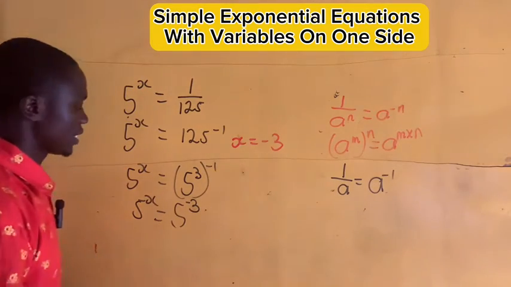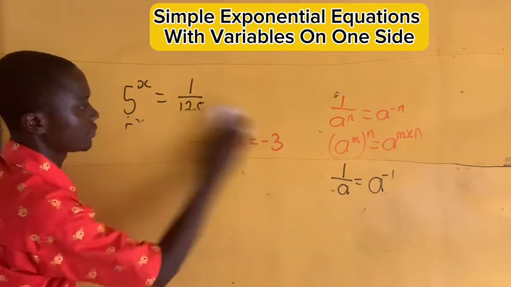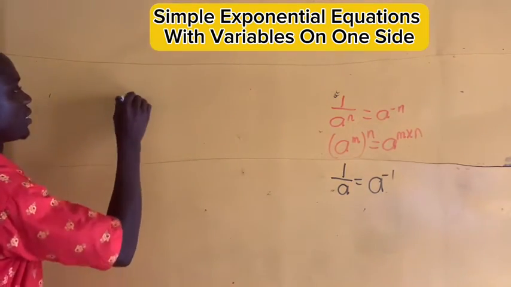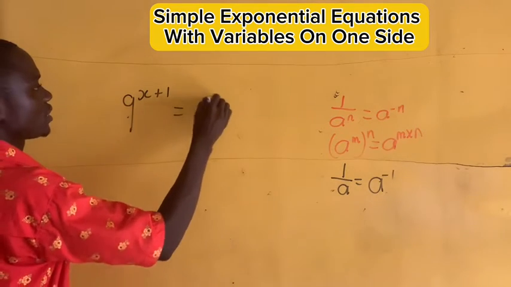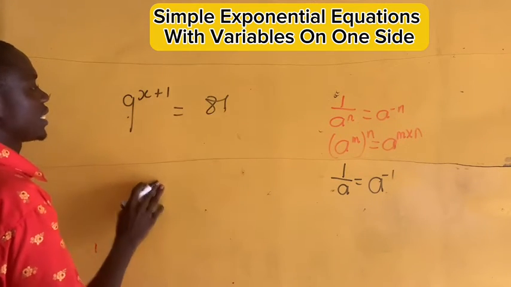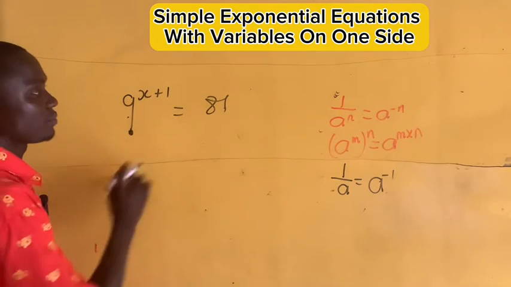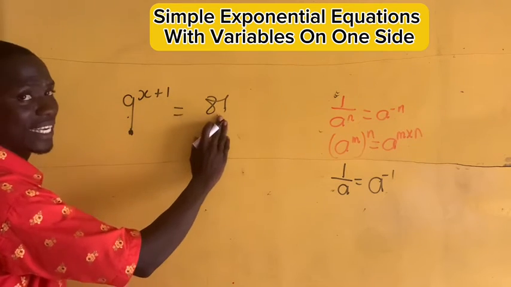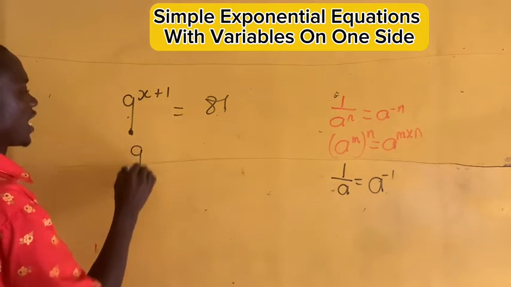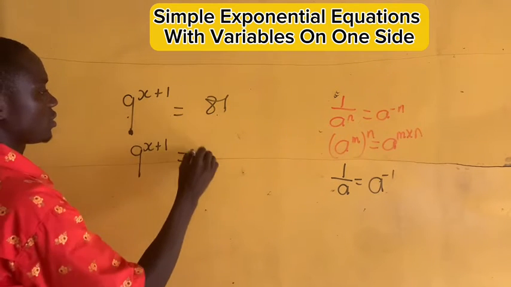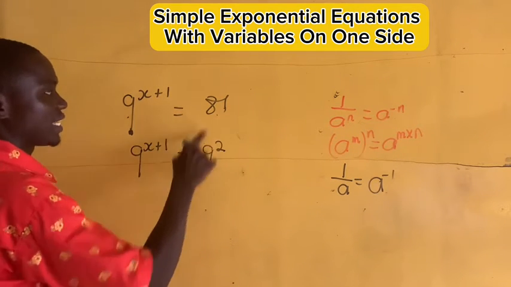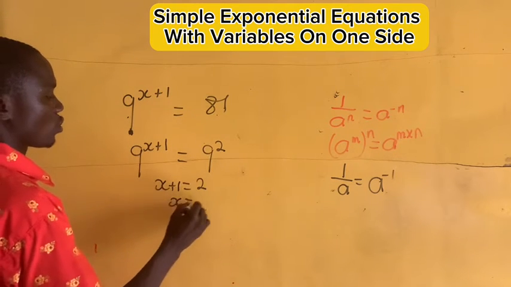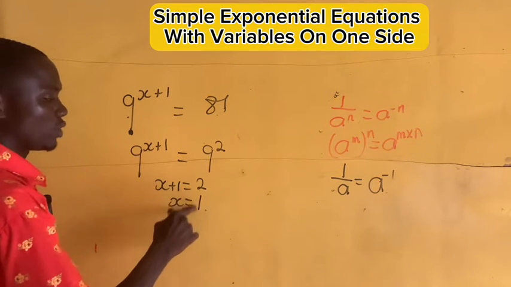Okay, now let's see this one. If I have 9 power x plus 1 equals 81. Here, 9 can be expressed in terms of 3, and 81 can also be expressed in terms of 3. But 9 squared will also give me 81, so I'm using 9 squared. So I have 9 power x plus 1 equals 9 squared, because 9 times 9 is 81. So this gives x plus 1 equals 2 and x equals 1. You subtract 1 from 2 to get 1.